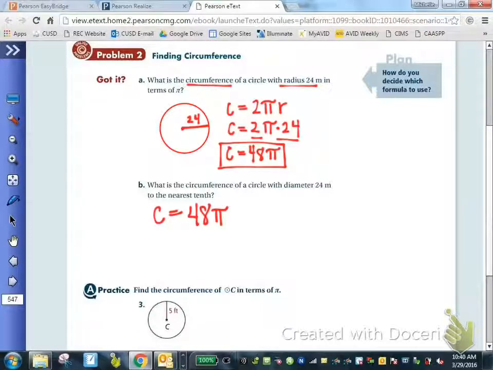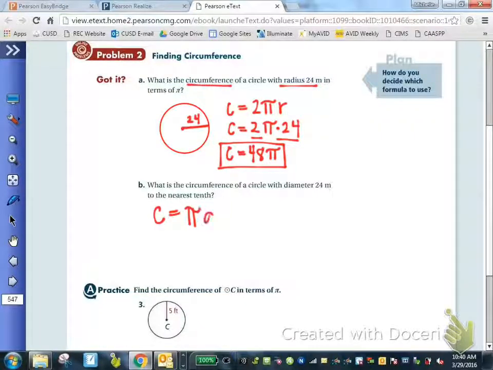150, right? Okay, so we get C equals 150.796447. But they wanted our answer to the nearest, what? Did I multiply wrong? Diameter of 24. Oh, diameter. Okay, thank you. So it's just 24 pi, huh? Okay, let me start over. I am sorry, guys. I'm getting ahead of myself.